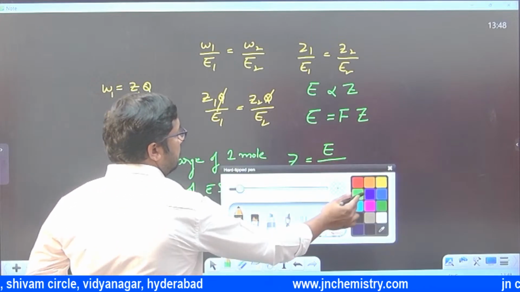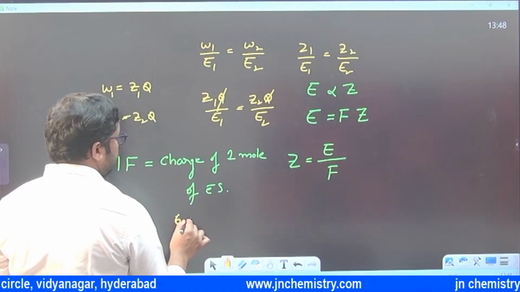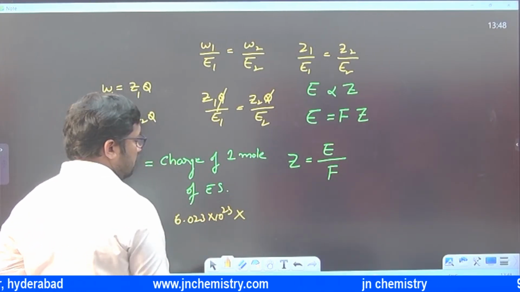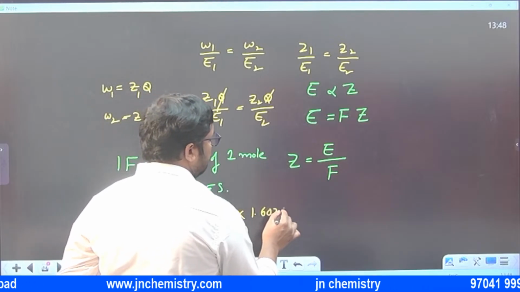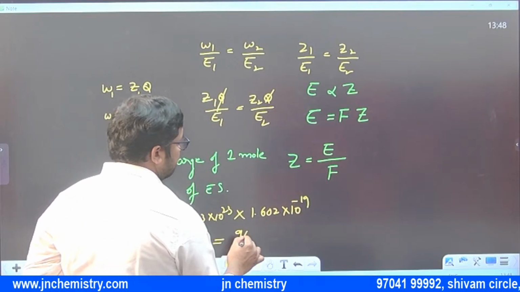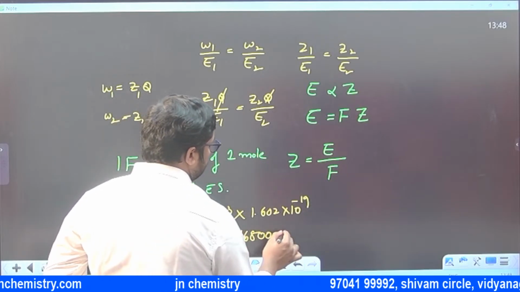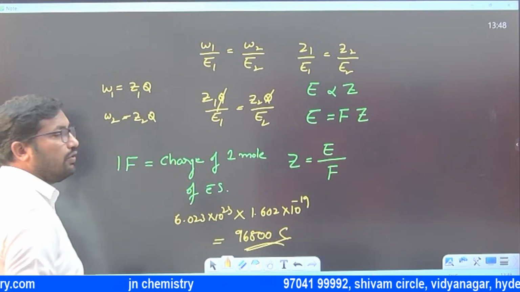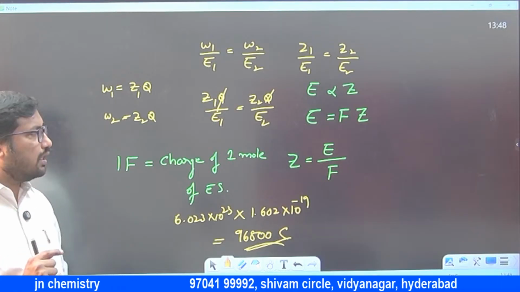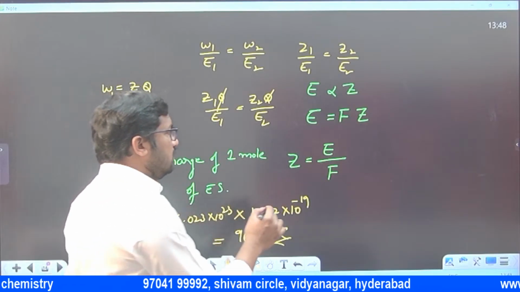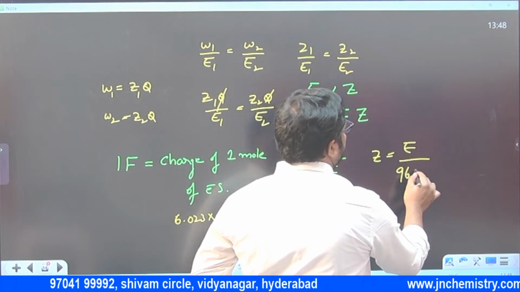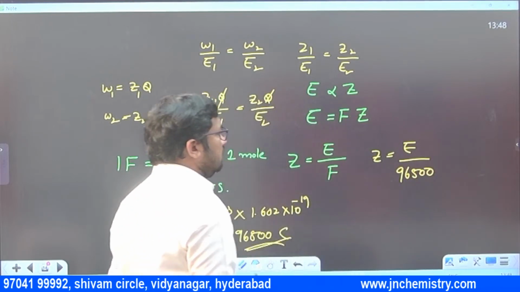1 mole means what? 6.023 into 10 to the power of 23 into charge 1.602 into 10 to the power of minus 19. If we calculate, we'll get 96,500 coulombs. 1 Faraday is nothing but the charge of 1 mole of electrons, or 96,500 coulombs. That is very important. So Z is equal to what we can write? E by 96,500.